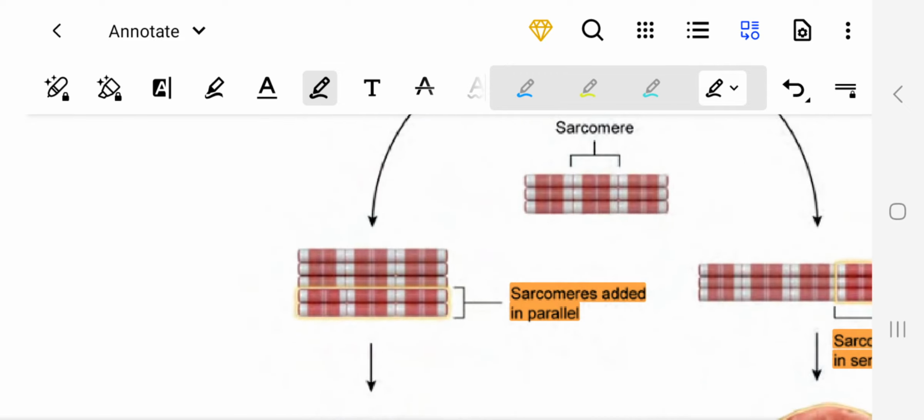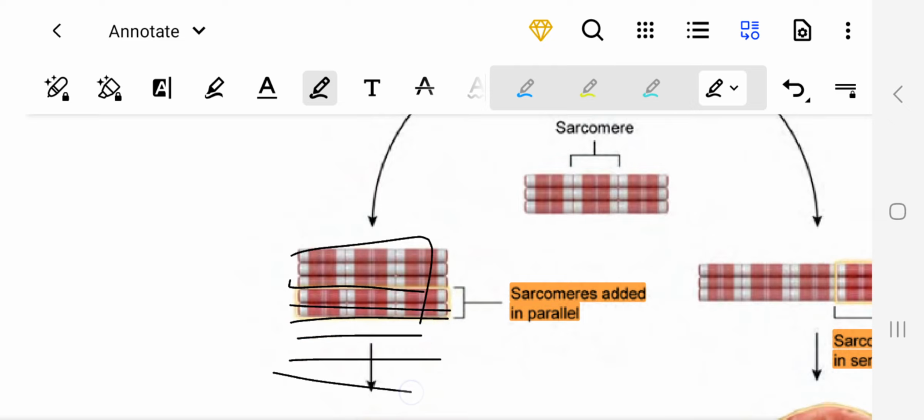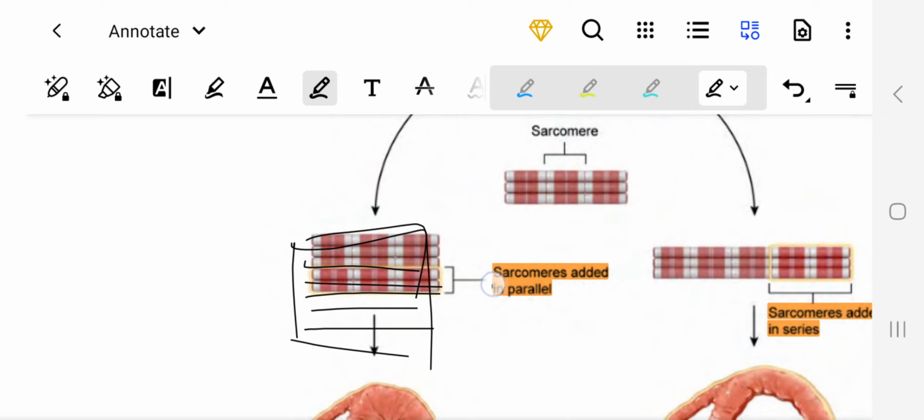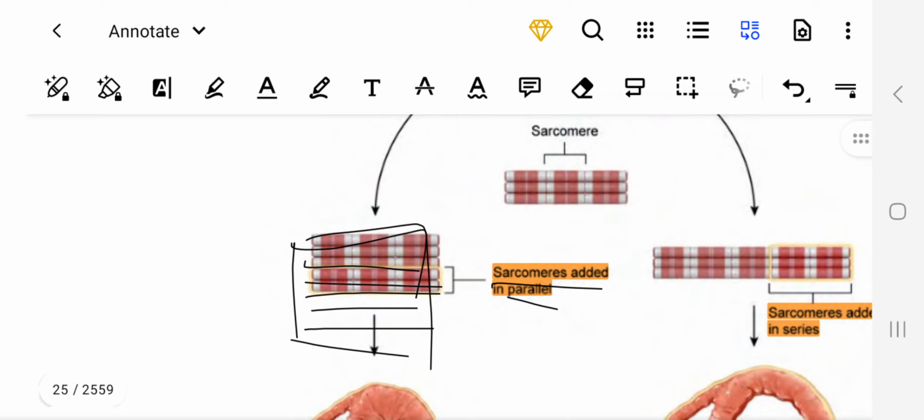That means if let's say this is the normal, as I mentioned, right over here, the fibers will be increased in this manner, right? So the overall thickness of the wall will be increased, right? So sarcomeres will be increased in parallel, right?